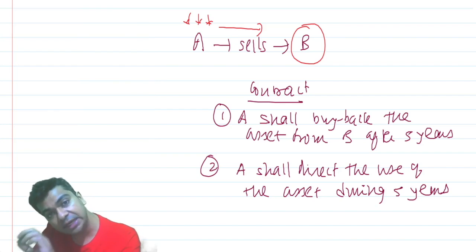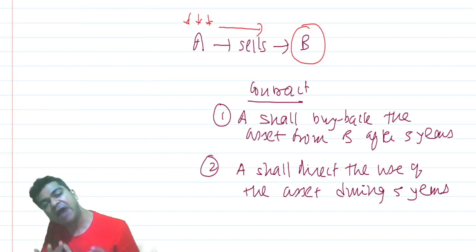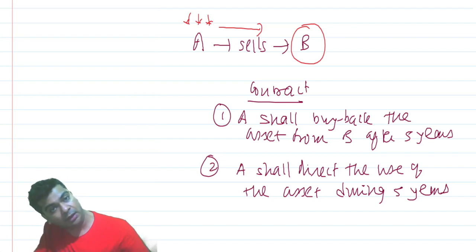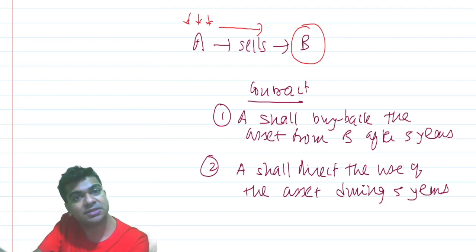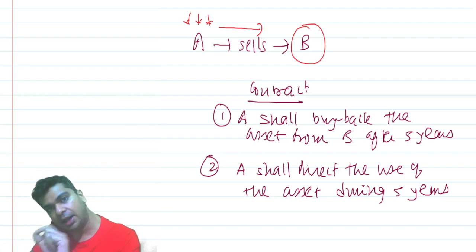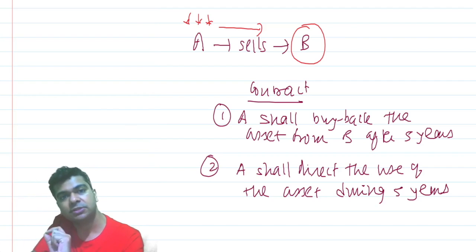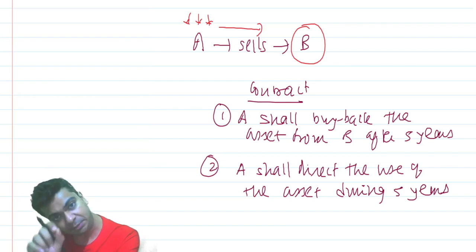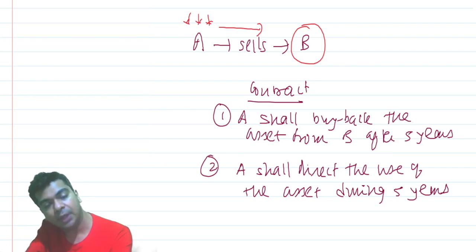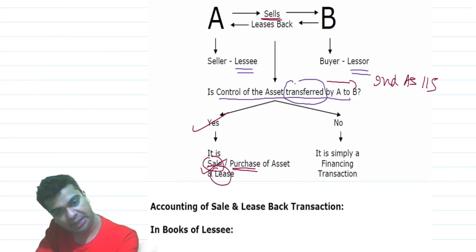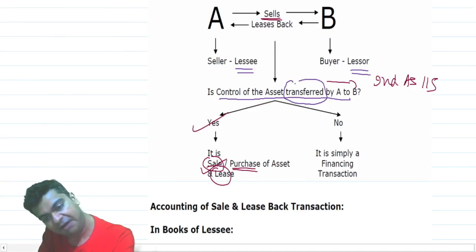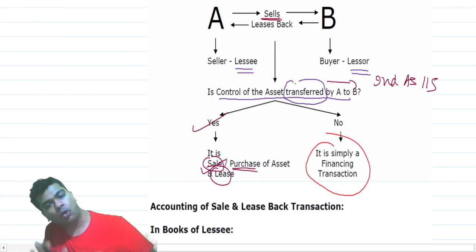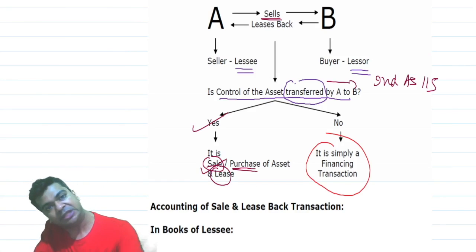All that you are interested in is that over the period of 5 years, when I will pay the lease rent, you will charge the lease rent in such a manner that you are earning a reasonable rate of interest. So you are basically getting into this transaction because of the financial income. And that's the reason we will say that this is purely a financing transaction. Getting it? So it's very crucial to establish the control.